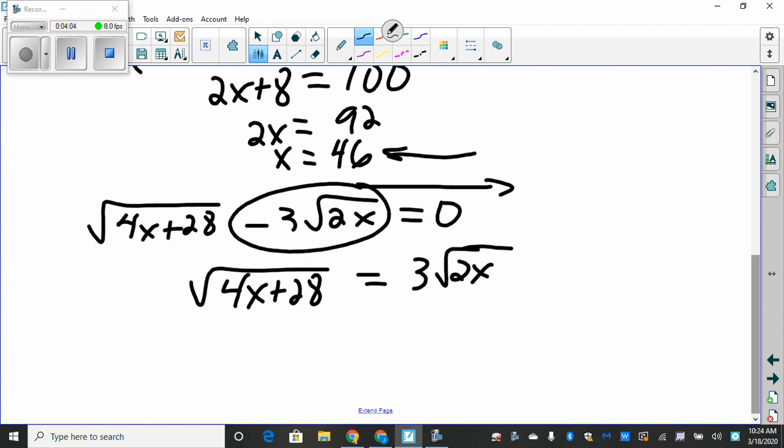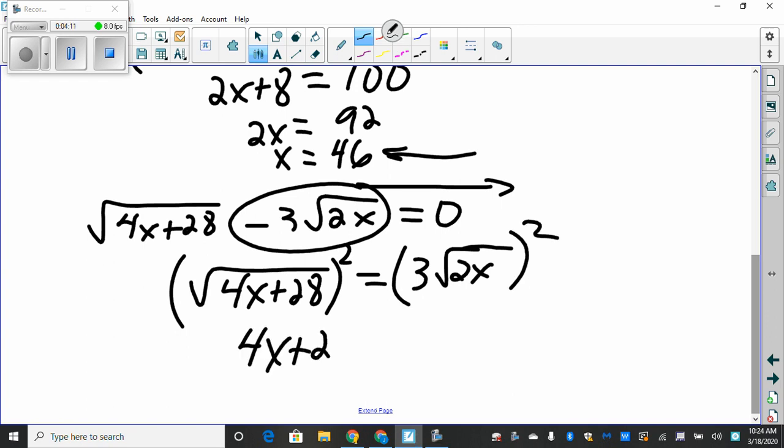Now that I've got it isolated on both sides, the radical sign, I'll square both sides, right? So I'll end up with 4x plus 28 equals, don't forget, that 3 is going to be squared. So that'll be 9 times 2x.